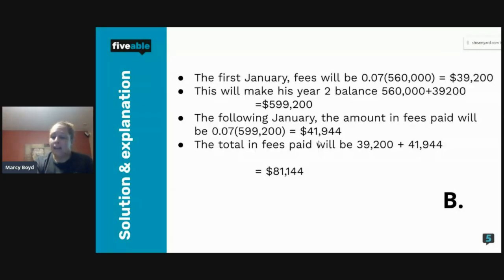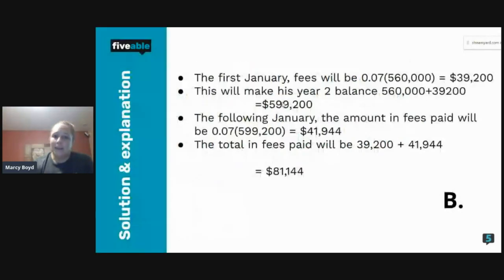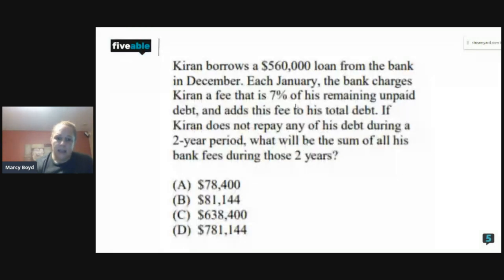But here's the thing. When I first looked at this, I'm like, okay, I need to pay attention. It's what's the sum of his fees. It's not what is his ending balance. So I am not going to add that 41,944 to the 599,200. Okay. And it's close. There is an answer that's real close. When I added that, I got about 641,000. So keeping in mind that that's not right, they're saying what's the sum of his bank fees. So it's definitely not going to be C and D.